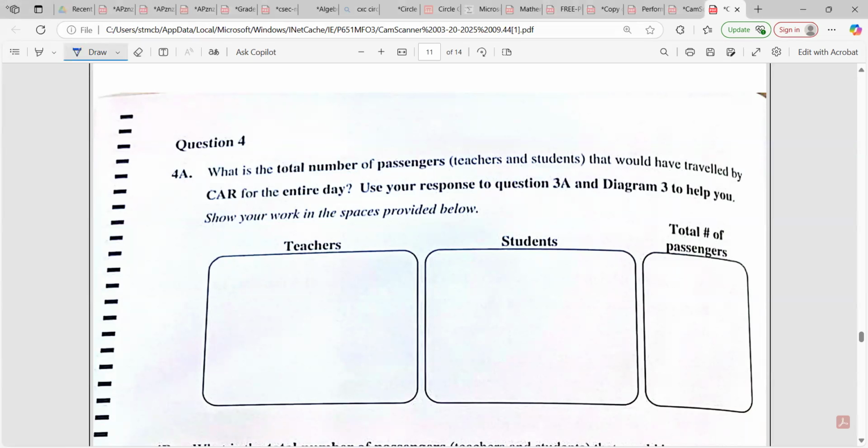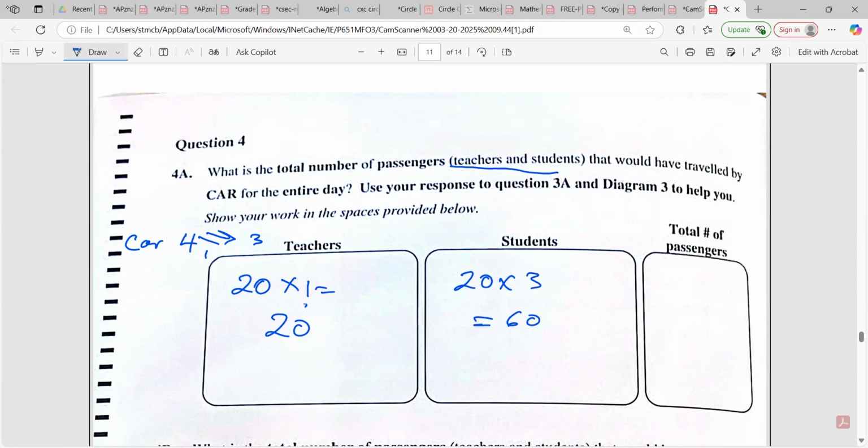So it says, what is the total number of passengers, teachers, and students that will travel by car for the entire day? Show your working. Also by car. So a car carries 4 persons, right? And they have 3 students and 1 teacher. All right, so in terms of teachers, they make 20 trips, right? So that's 1 teacher per trip, so that's 20 times 1. So that will be 20 teachers. In terms of students, it's 20 trips and they would have carried 3, so that's 60. So the total would have been 80 passengers, right?